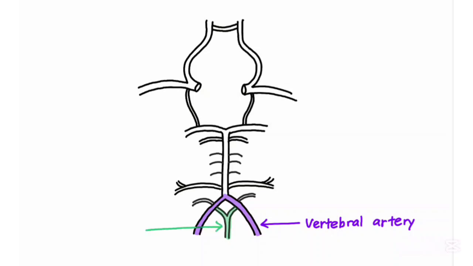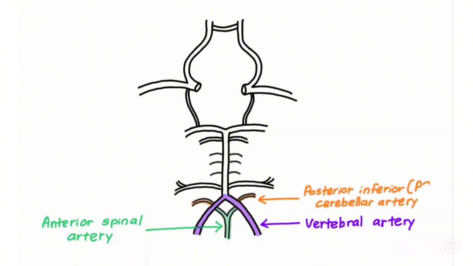spinal artery, which forms by the union of two branches that arise from the vertebral artery, and then the posterior inferior cerebellar artery. It is also known as PICA. It is also a branch of the vertebral artery, and then two vertebral arteries join to form the basilar artery.